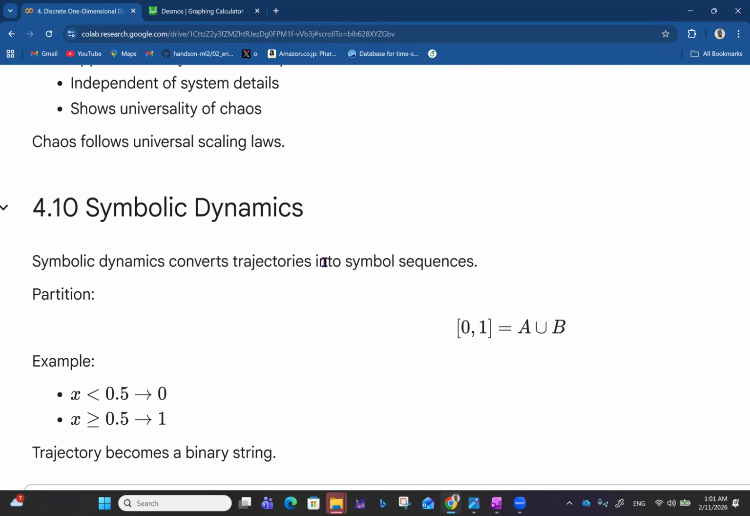Symbolic dynamics converts trajectories into symbol sequences. So the partition is this. We have the closed interval 0 to 1, which is A union B. Imagine this example: if x is less than 0.5, it goes to 0. If x is greater than or equal to 0.5, it goes to 1. So we have two possibilities, 0 and 1, and then the trajectory becomes a binary string.